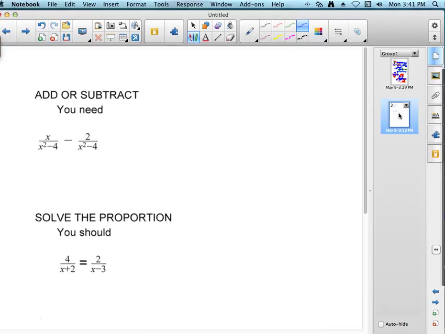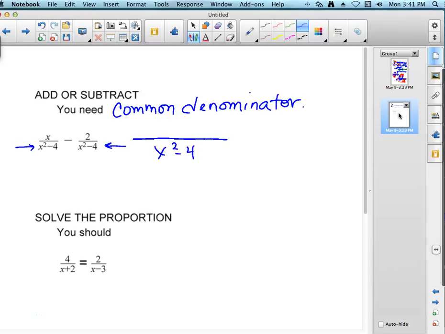All right. The last part that we need to review, we are adding and subtracting. In this case, we must have a common denominator. All right, and for this particular problem, we already do. Both denominators have an x squared minus 4. So as long as they match, we can keep that as our denominator. And then we have to simply do whatever it says to do on the top. In this case, it's telling us to take x minus a 2.